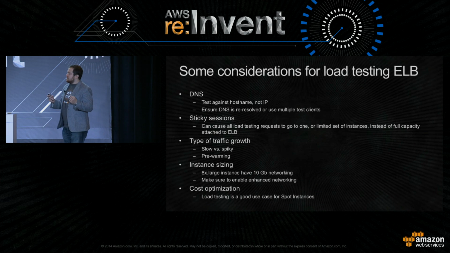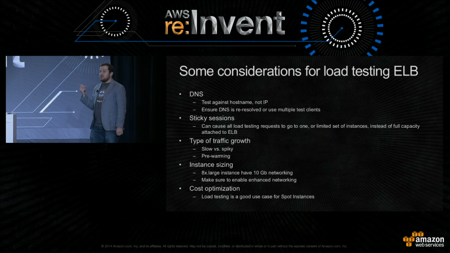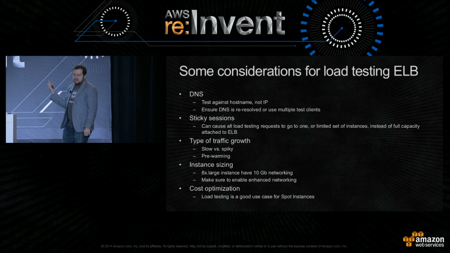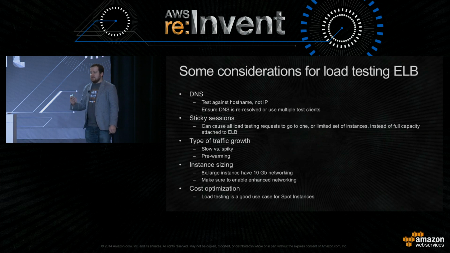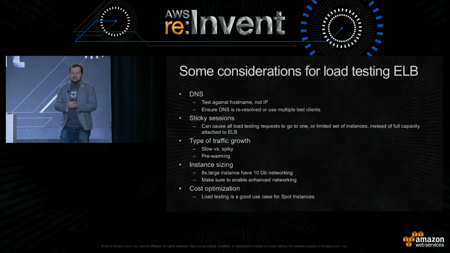So just some other considerations for load testing against ELBs. First of all, DNS. So again, do not test against your Elastic Load Balancer's IP address, because that will change, and you might test against somebody else's ELB eventually. You might not get an equal distribution of load because you're just testing against an IP address that's in one availability zone. And you want to ensure that your DNS is re-resolved, or you want to use multiple test clients, and I'll show you how to do that.